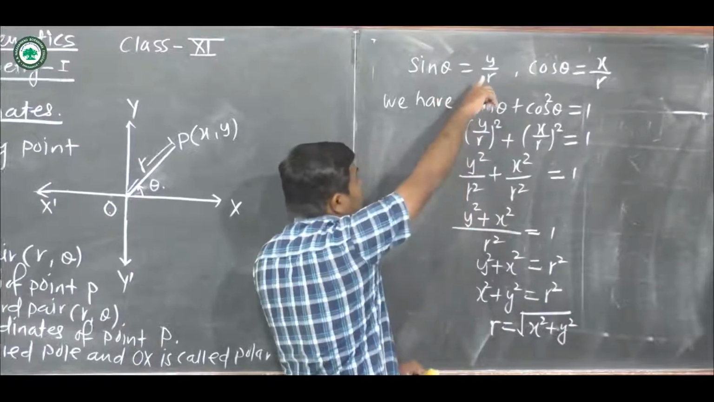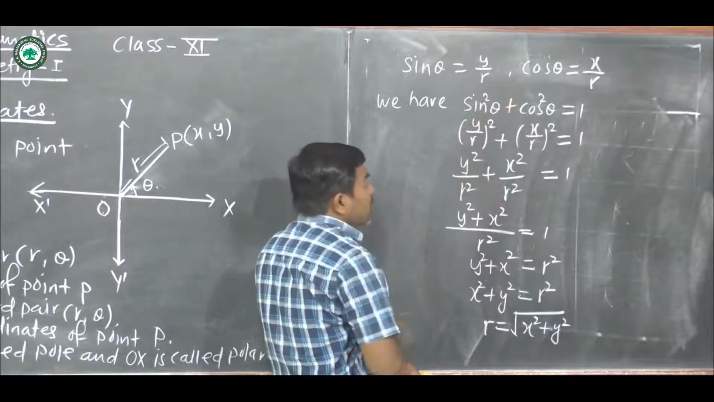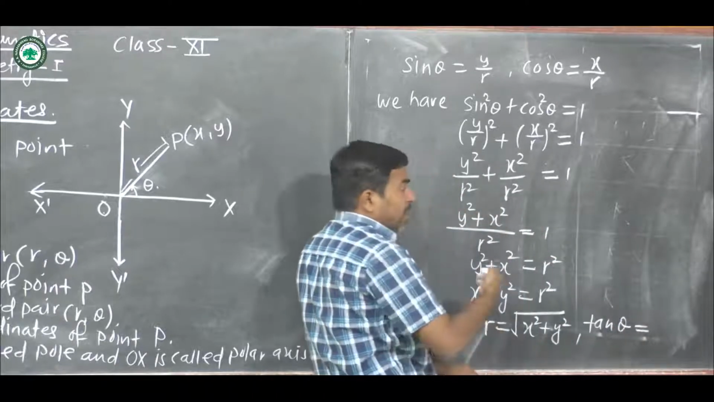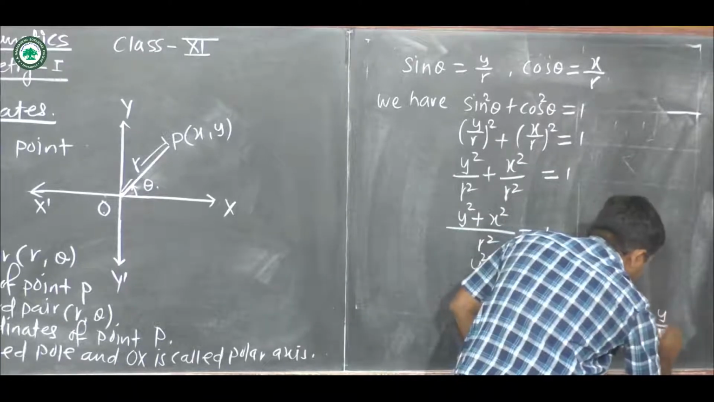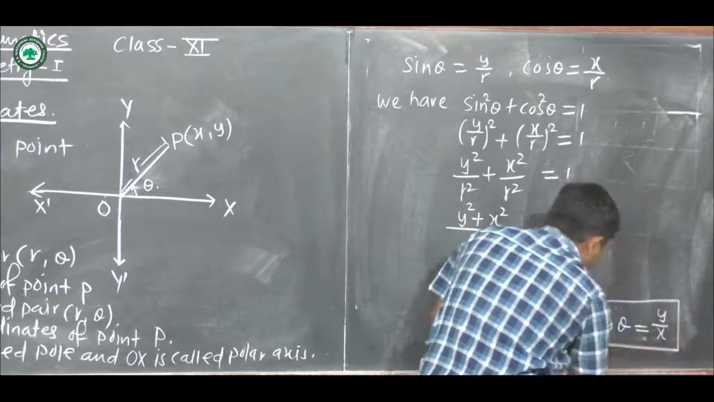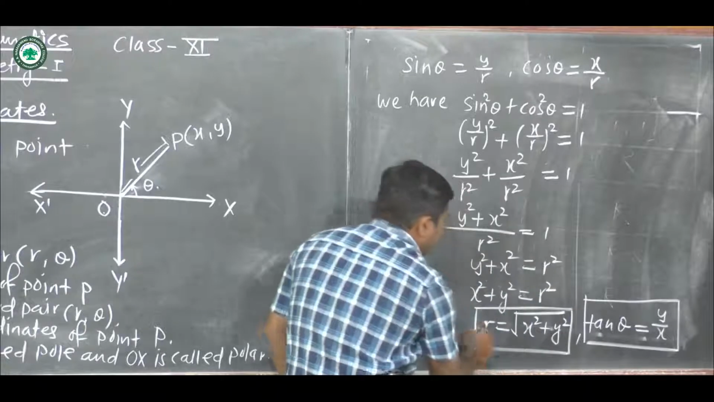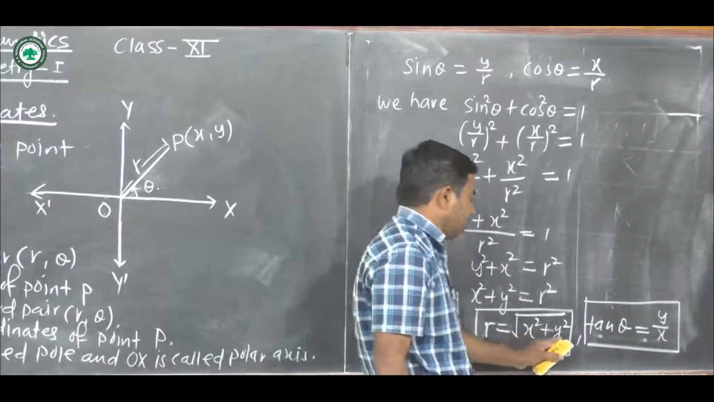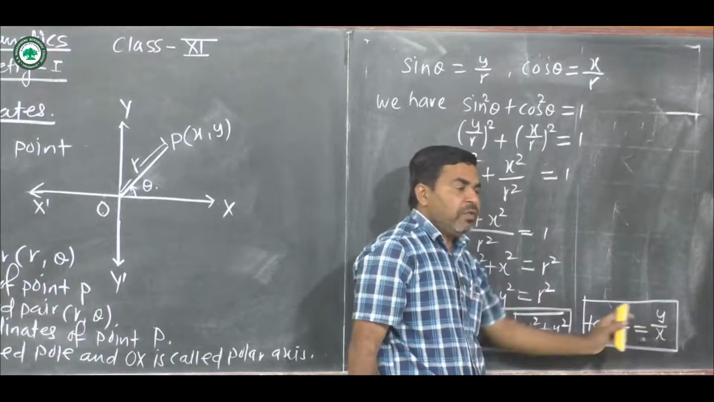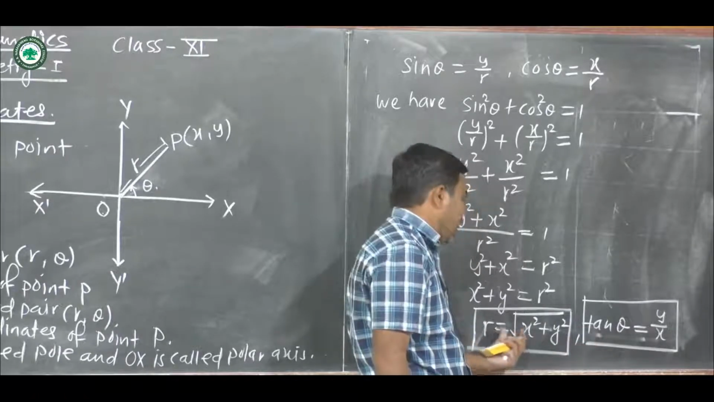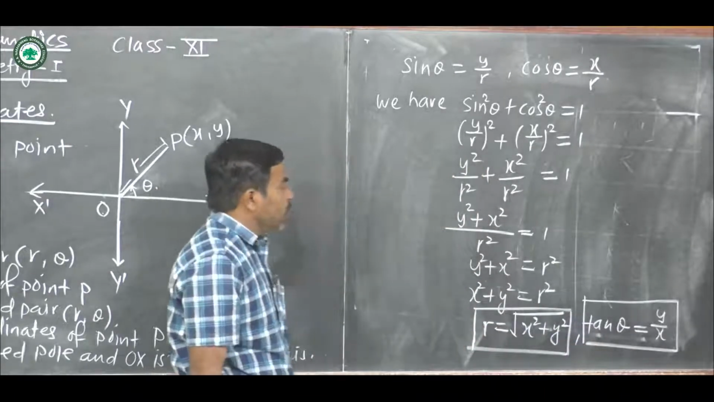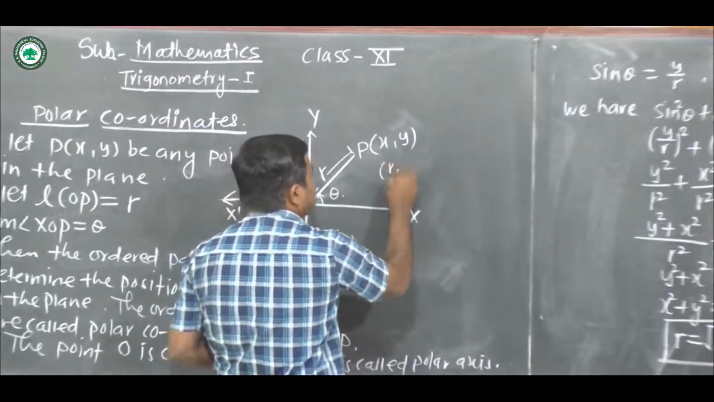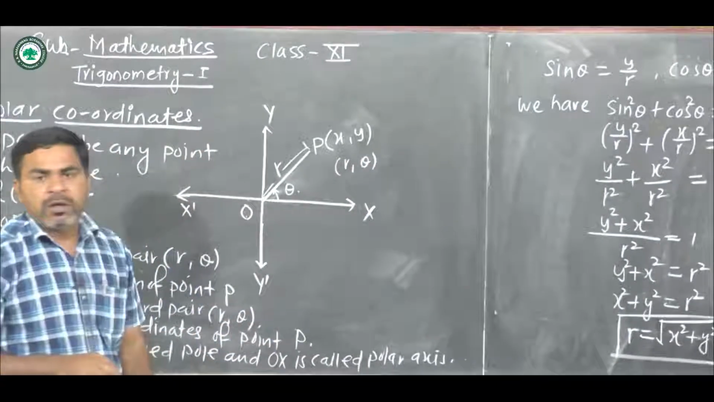Also see here, sin theta is y by r and cos theta is x upon r. So what is tan theta? You know that tan theta is equal to sin theta divided by cos theta, and that becomes y divided by x. So with the help of these two relations, r is equal to the square root of x square plus y square, and tan theta is equal to y by x. With the help of these two equations, we can find r and theta, and hence we can write the polar coordinates of the point P. Polar coordinates of the point P are r comma theta. So today we stop here.